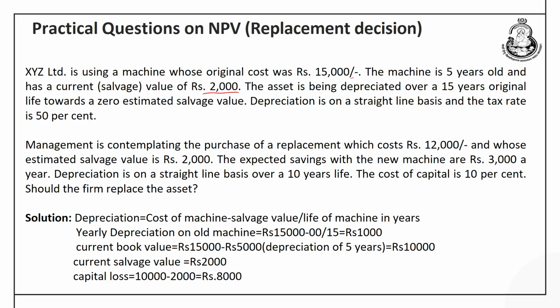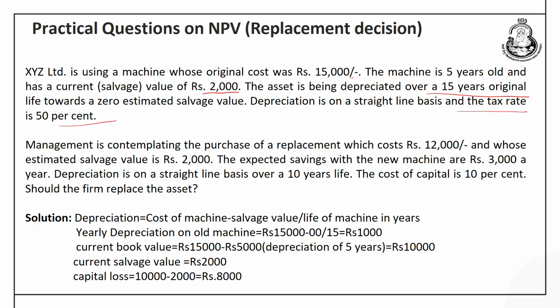The company is having a machine whose original cost was 15,000. The machine is 5 years old, that means the company has already used this machine for 5 years, and it can be sold in the market for rupees 2,000, that is known as the salvage value of the machine. The asset would be depreciated over a period of 15 years, making salvage value 0. Depreciation is being charged on a straight line method, and the tax rate applicable to this company is 50%.